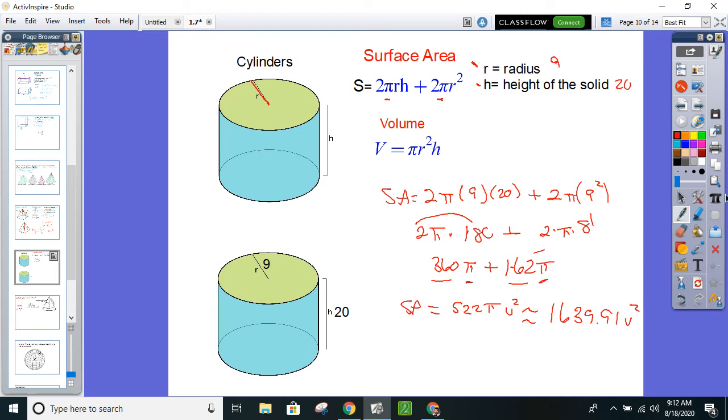All right, let's look at volume here. Volume. So I'm going to erase this, so if you guys want to write this down, you can pause it. I'm going to erase it for now.